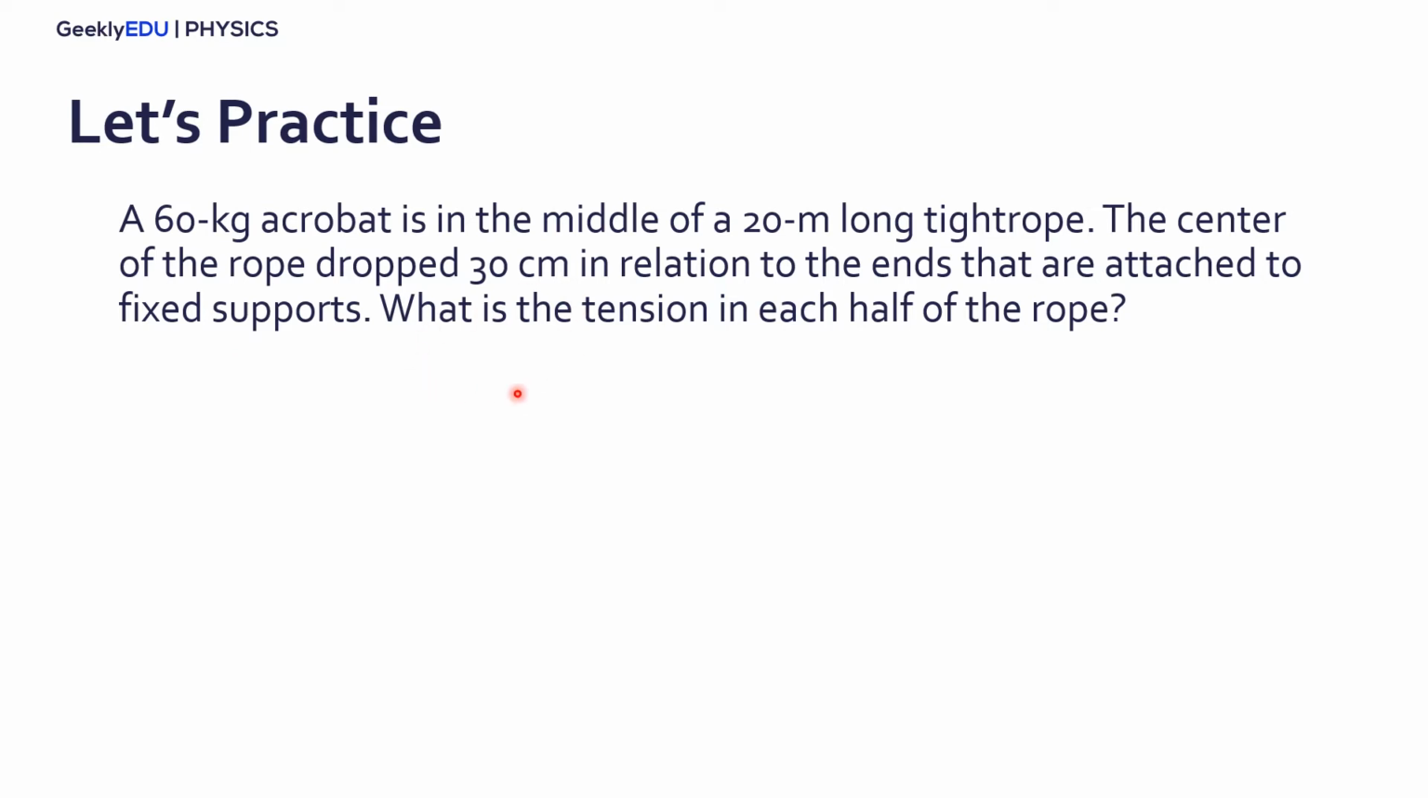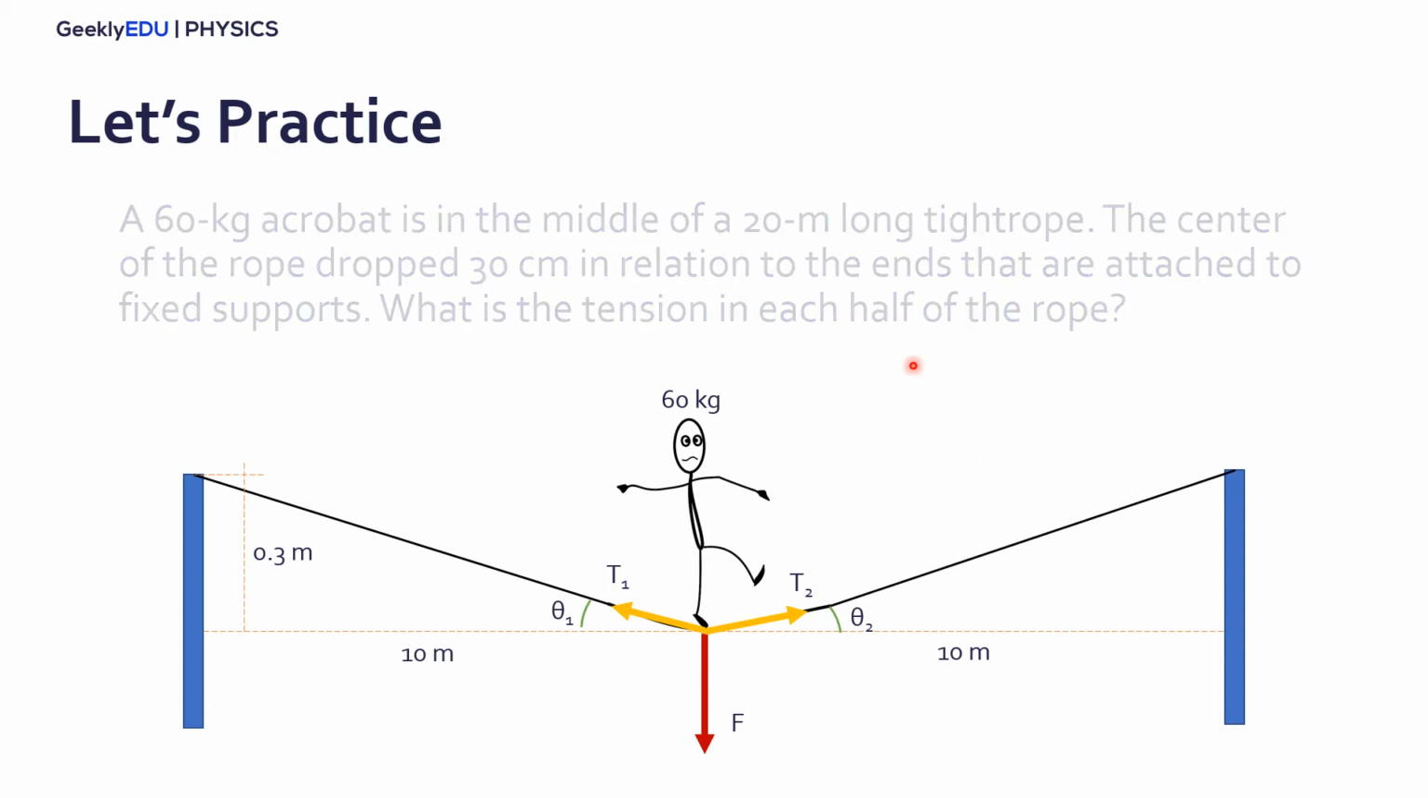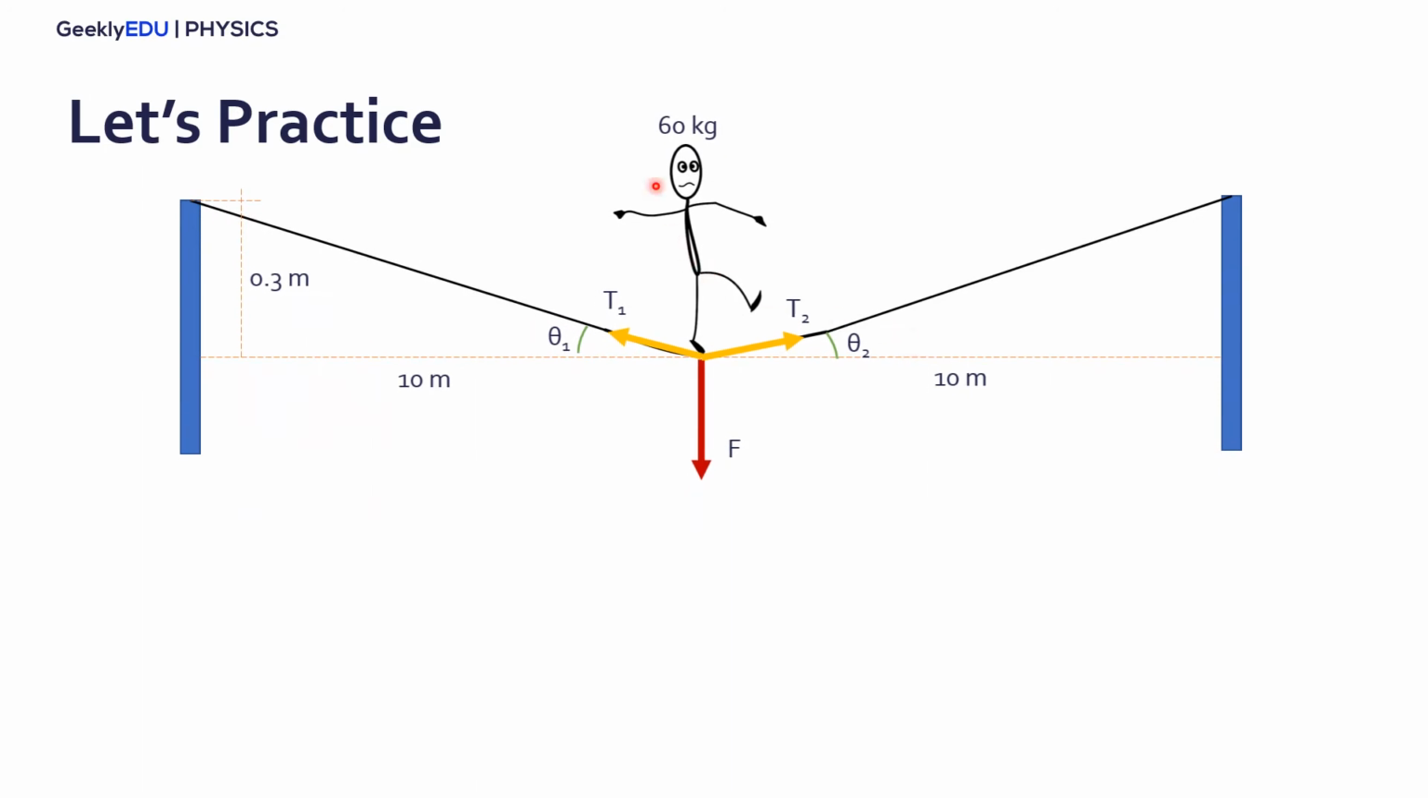My first advice for problems like this is to draw the problem. And it would be something like this. Okay, so let's think about it. We have the acrobat in the middle and we have his weight force. And as a reaction, we have the tension on both sides of the tightrope. So this system is in equilibrium.